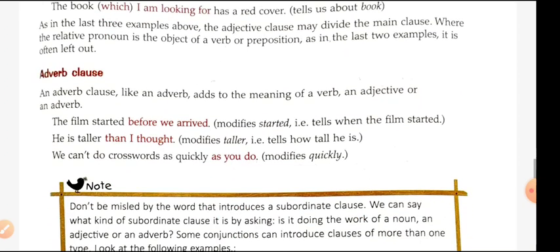As in the last three examples above, the adjective clause may divide the main clause, where the relative pronoun is the object of a verb or preposition. As in the last two examples, it is often left out.